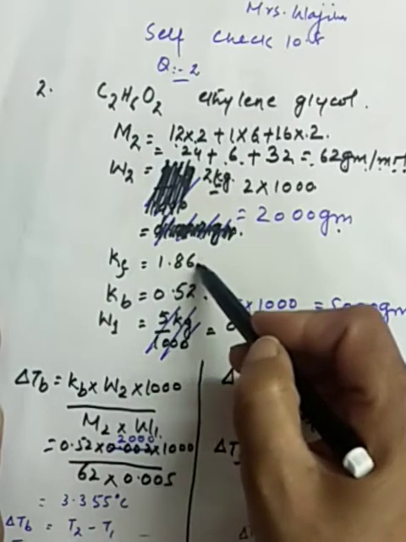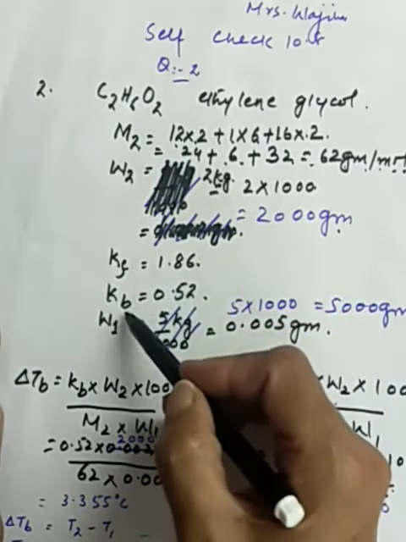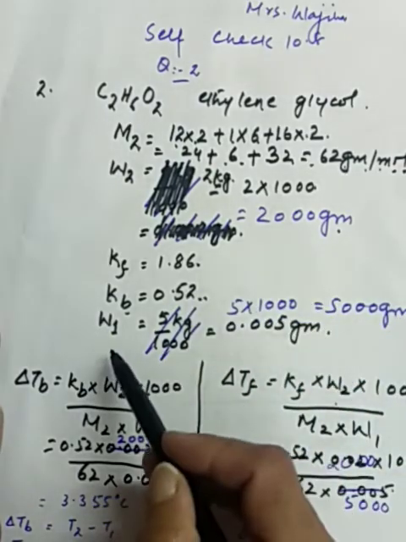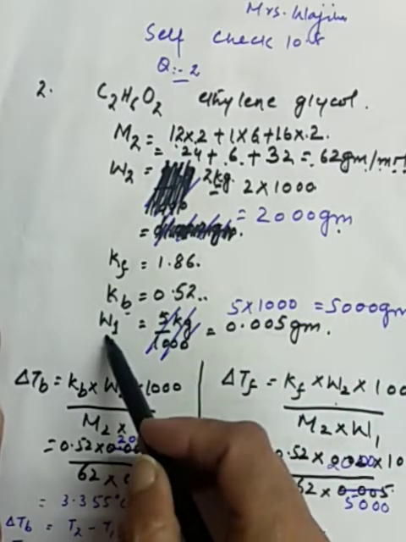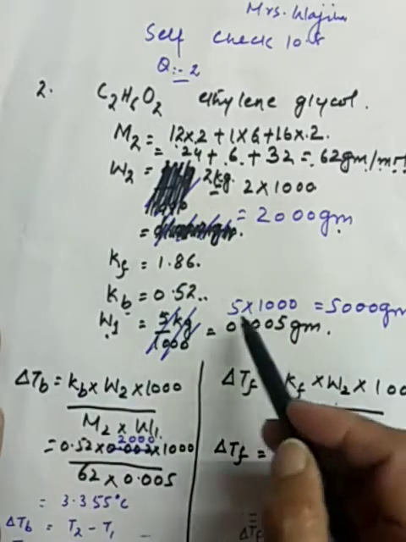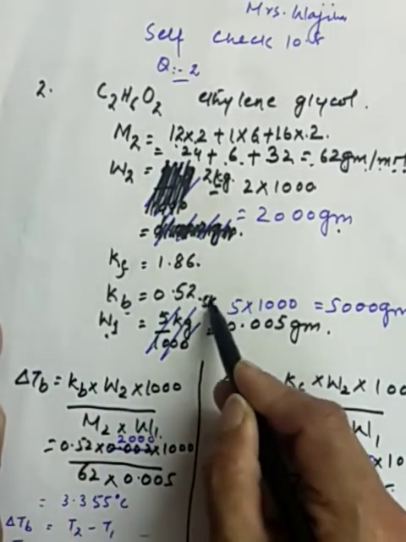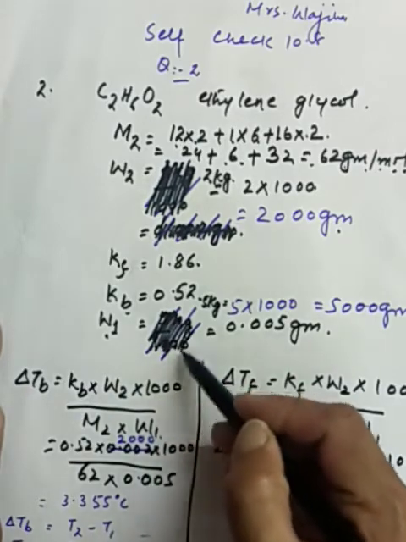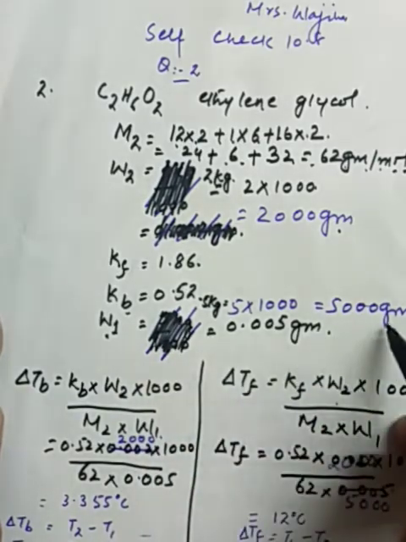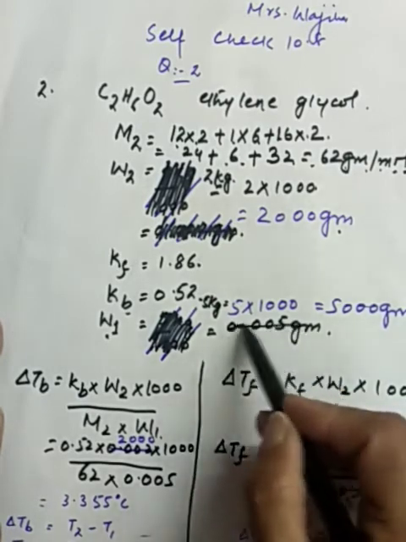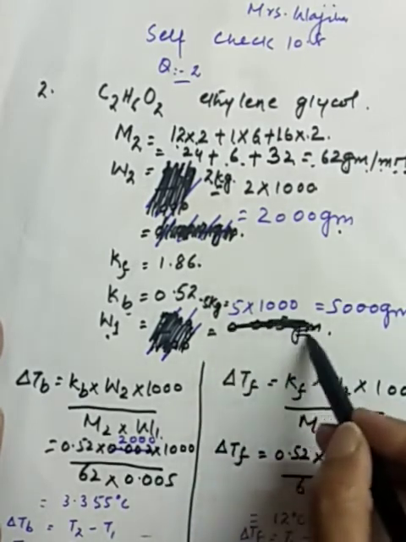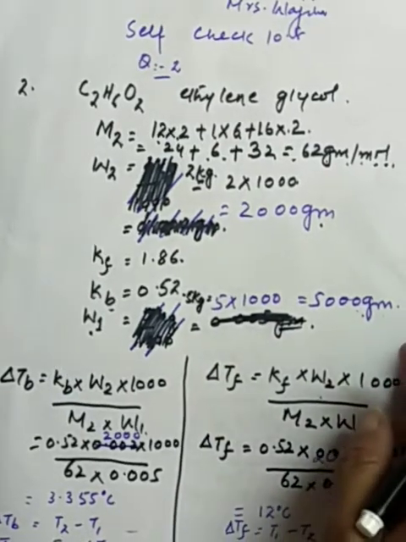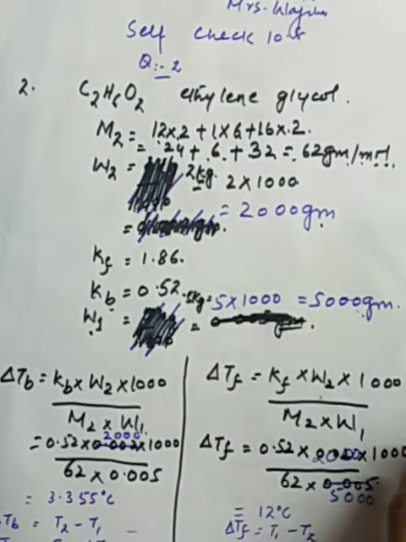Kf for the solution is 1.86, while Kb for the solution is 0.52. Now the weight of the solvent is equal to 5 kg. We have to convert it into gram, so we multiply by 1000 and it is equal to 5000 gram.